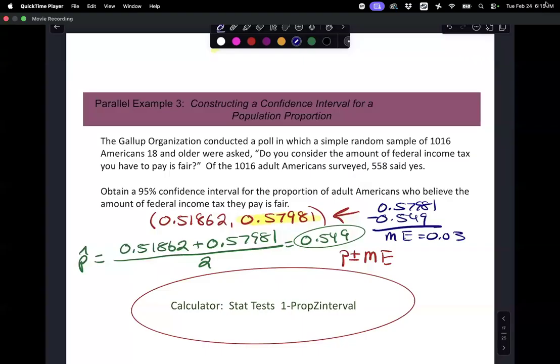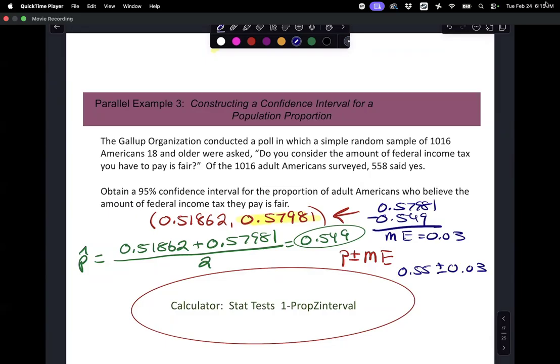So you just need to do that in order to find that. Just average those two values to get your p hat, and then take the top value, subtract the p hat from it, and that'll give you your margin of error, so that you can do 0.55 plus or minus the 0.03.